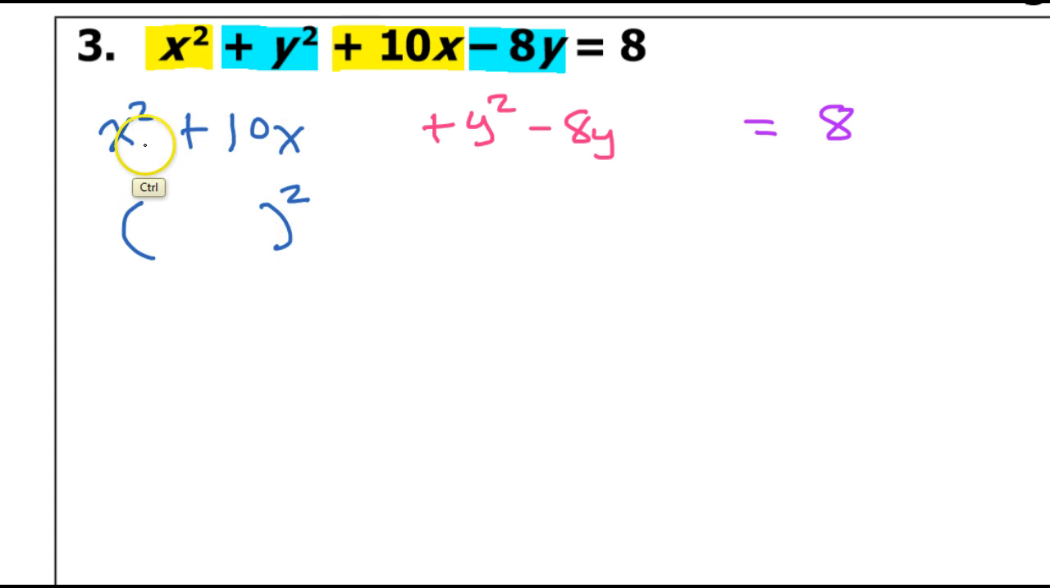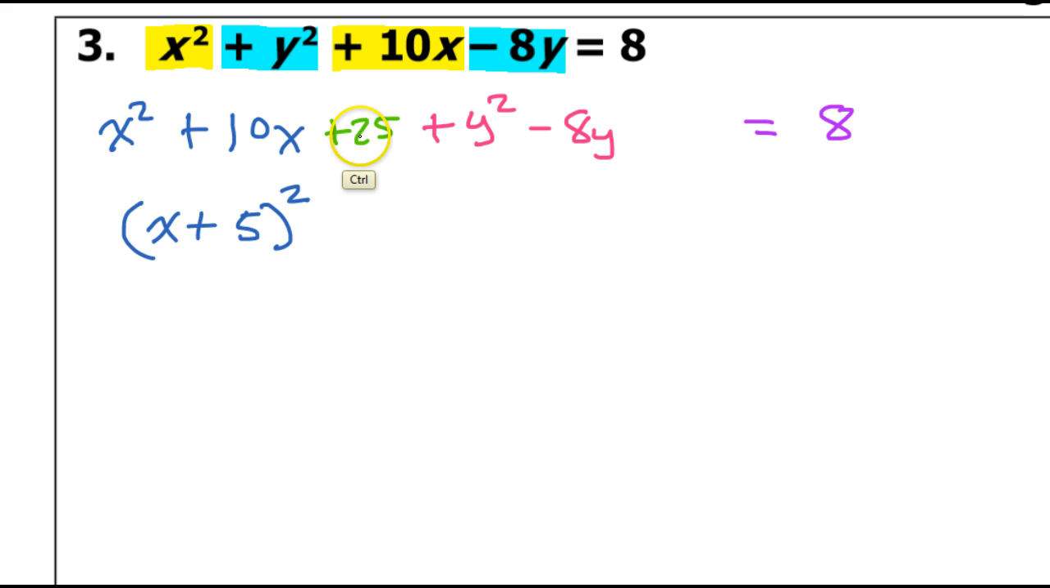Now, inside that binomial, you see I have my variable as x, so I'm going to have x plus something. I'm getting the plus from this right here. Now, the number that goes inside of the parentheses is going to be half of this. So since this is 10, I'm going to put a 5. Now, the number that completes the square, the number that goes in the blank, is going to be this number squared. So I do half the middle, and then I square it. So that's why I'm going to put a 25 right there.